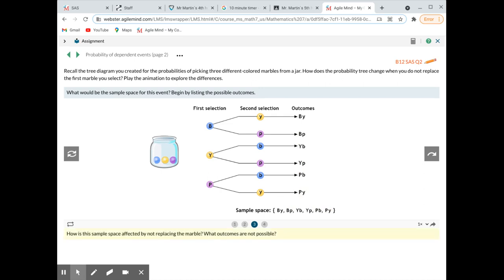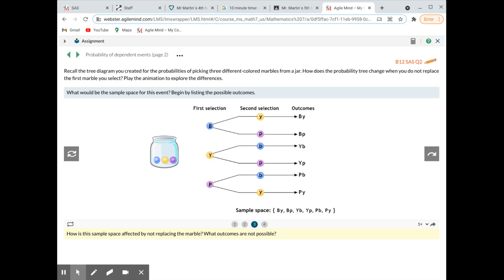All right. So how is the sample space affected by not replacing the marble? Like what outcomes are not possible? What will we not get? Blue and blue, yellow and yellow. The same color. Correct. Good job. Yeah, we don't get the same color twice. Good job. Great job, guys. Y'all got it going on.